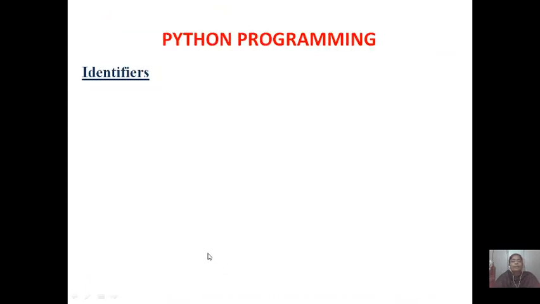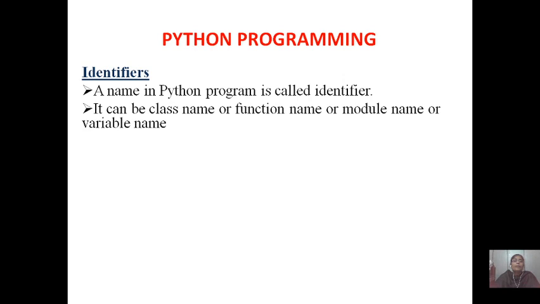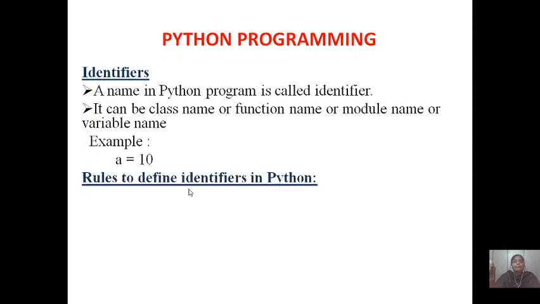These are the keywords. What is an identifier? A name in a Python program is called an identifier. It can be a class name, function name, module name, or a variable name. For example, a = 10, where a is the identifier.